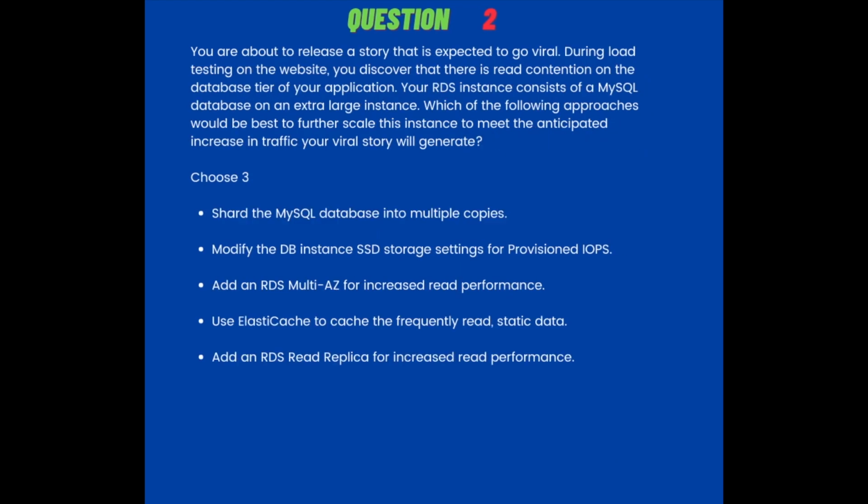You are about to release a story that is expected to go viral. During load testing on the website, you discover that there is a read contention on the database tier of your application. Your RDS instance consists of a MySQL database on an extra large instance. Which of the following approaches would be best to further scale this instance to meet the anticipated increase in traffic your viral story will generate?